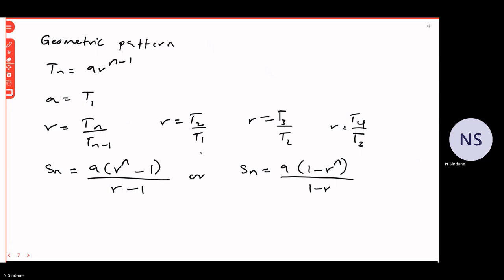Then you have S infinity, which is equal to a over 1 minus r. You use this formula when your value of r is between minus 1 and 1, meaning the series converges. So this is when we use minus 1 and 1. Don't forget that. And then we still have, again, the sum of tk is equal to your Sn.